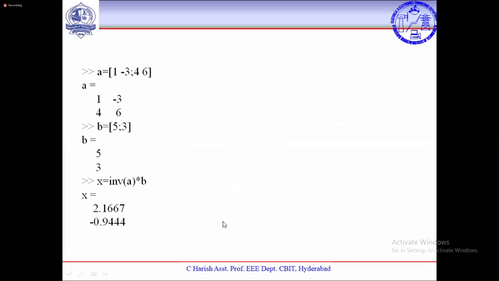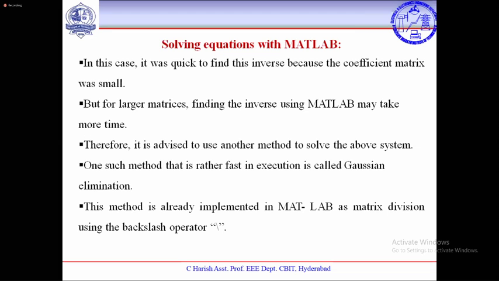Now, using MATLAB also, we are going to do the same thing. A equal to 1 minus 3, 4 6 and B equal to 5, 3. Then x equal to inv of A into B. You will get the values of x and y. Is it clear or not? Is it a simple thing or not? But when we go for complex expressions, how do you solve? It is a very important question. Let us have some basics first and later we'll go for the complex ones also.